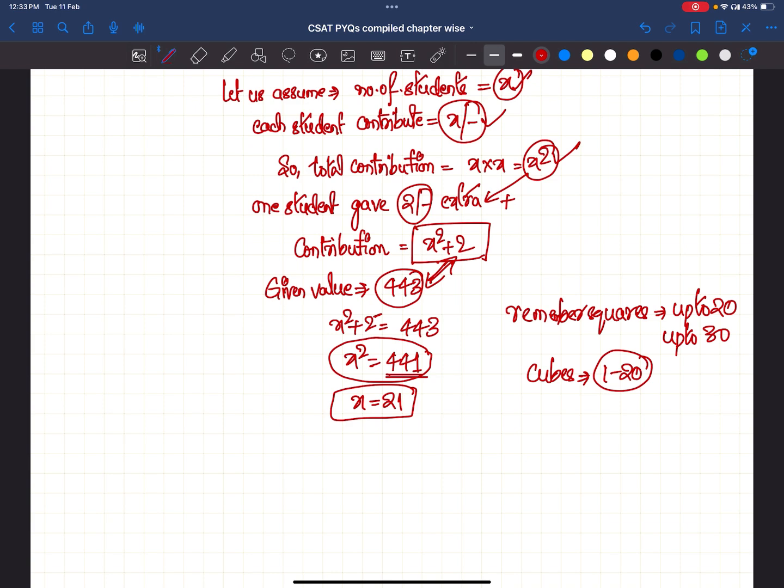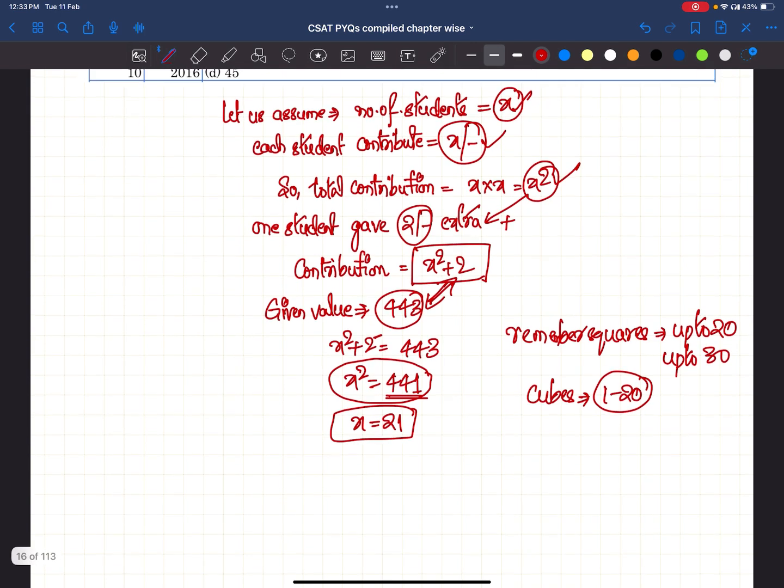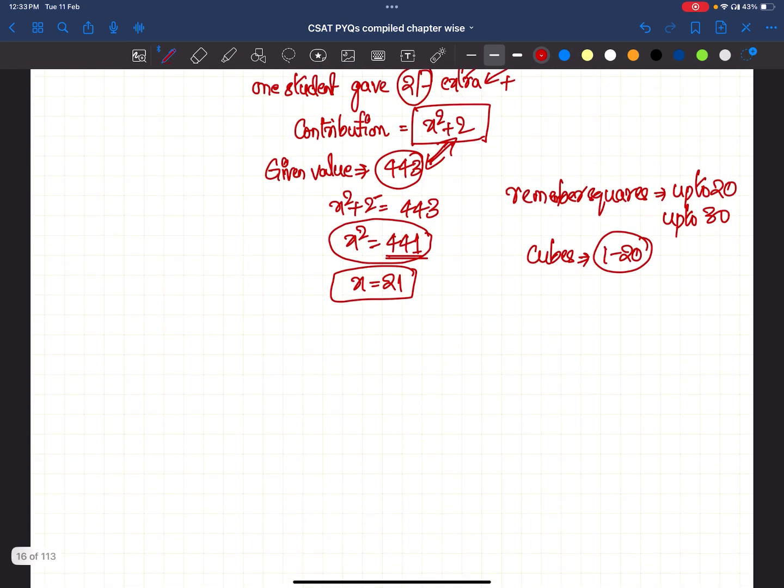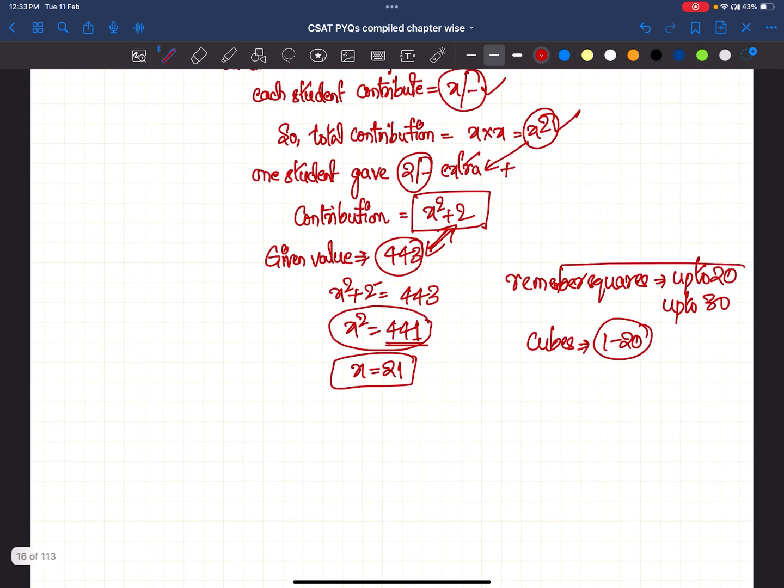Now, right. Okay. Now the answer is 21. Yeah, this is the option. Please remember, you have to learn by heart the values of squares and cubes, right? These are very important.